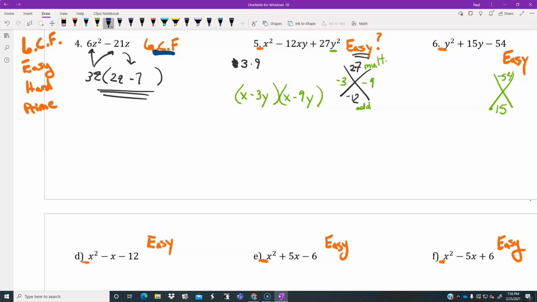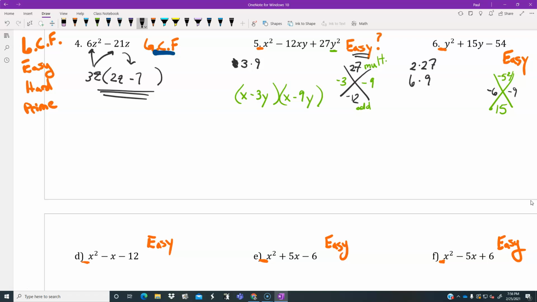Now, I can't emphasize enough that you guys need to know your multiples off your multiplication chart. So what makes -54? 2 times 27? I don't think that's going to make 15. And what else do we got? 6 times 9? 6 times 9 is 54, and that adds to 15. So it must be a negative 6 and a negative 9.